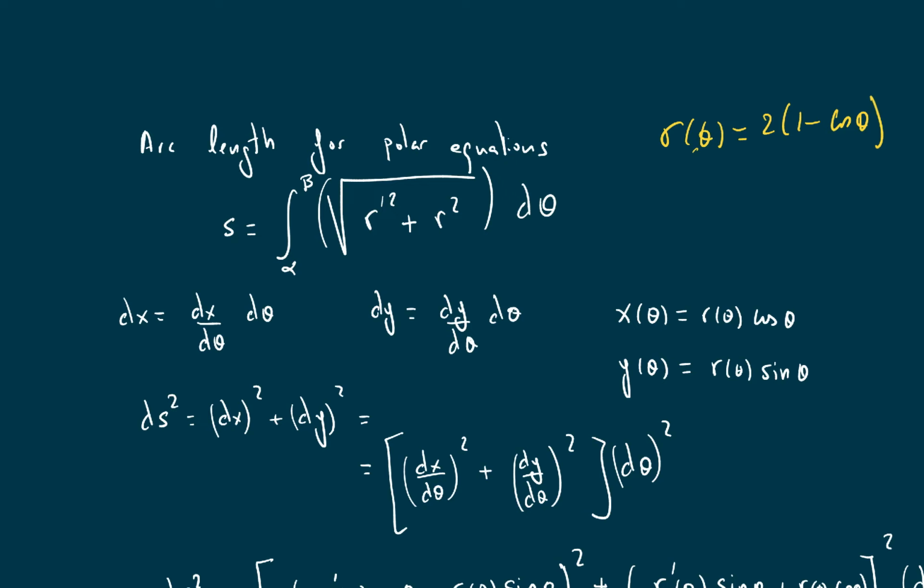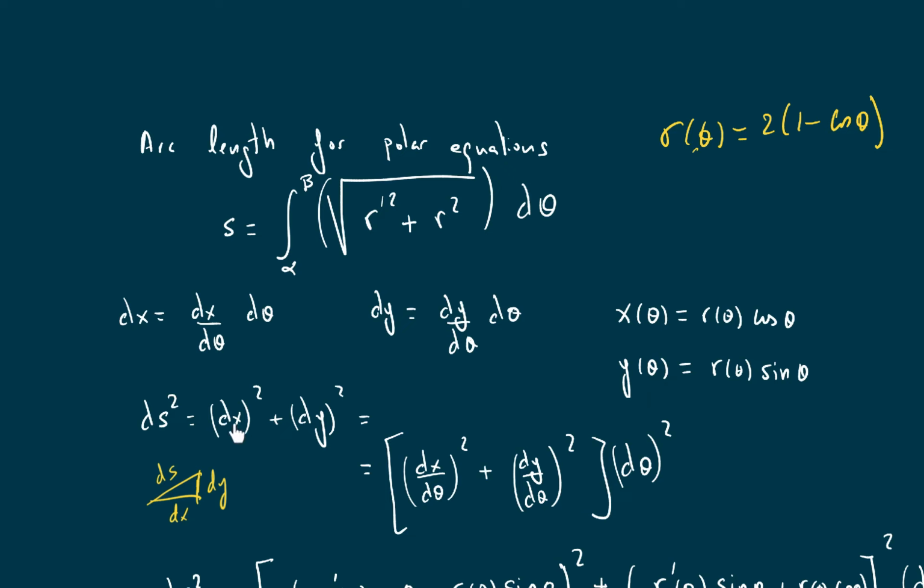And dy will be the derivative of y with respect to theta multiplied by d theta. And what is ds squared? By the Pythagorean theorem, ds squared is dx squared plus dy squared.